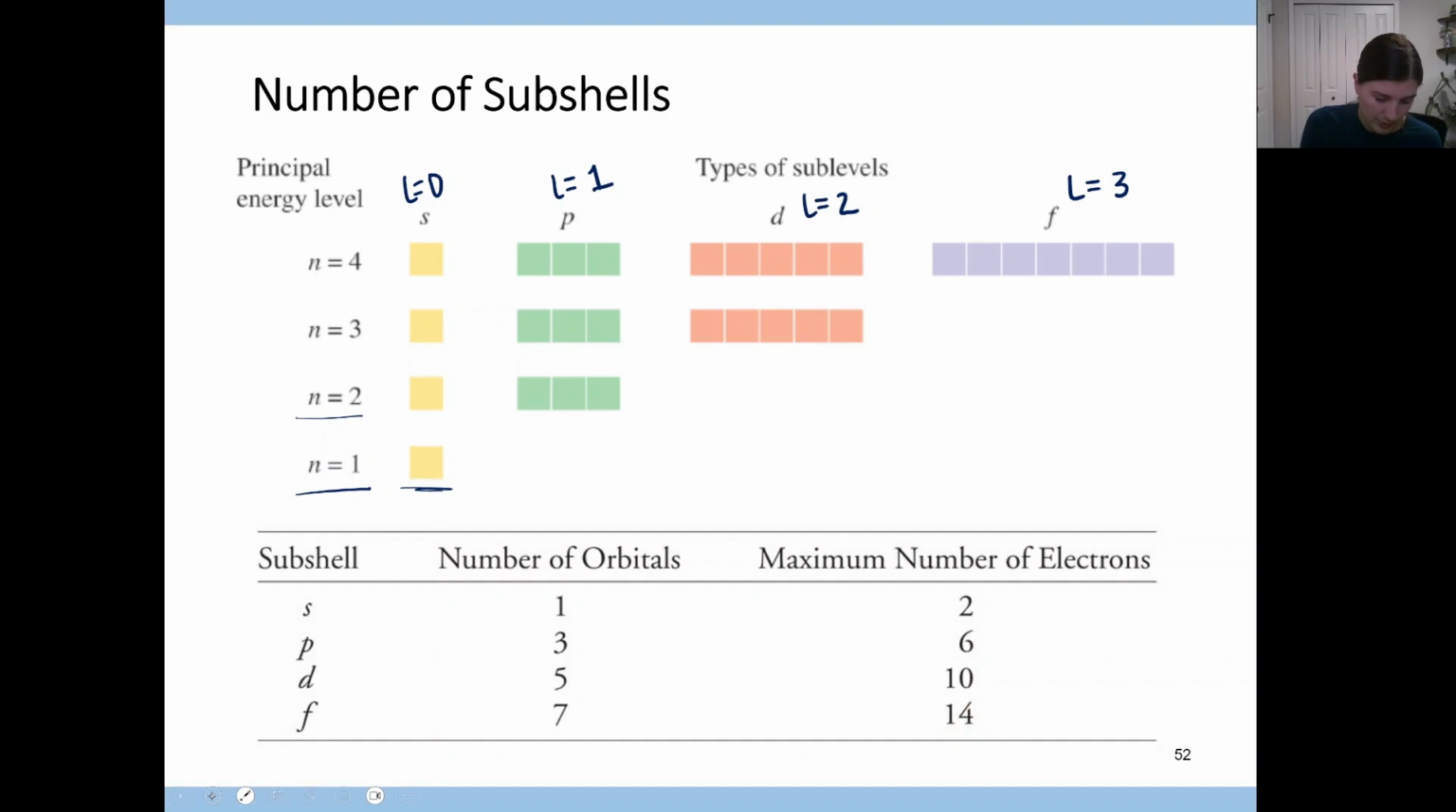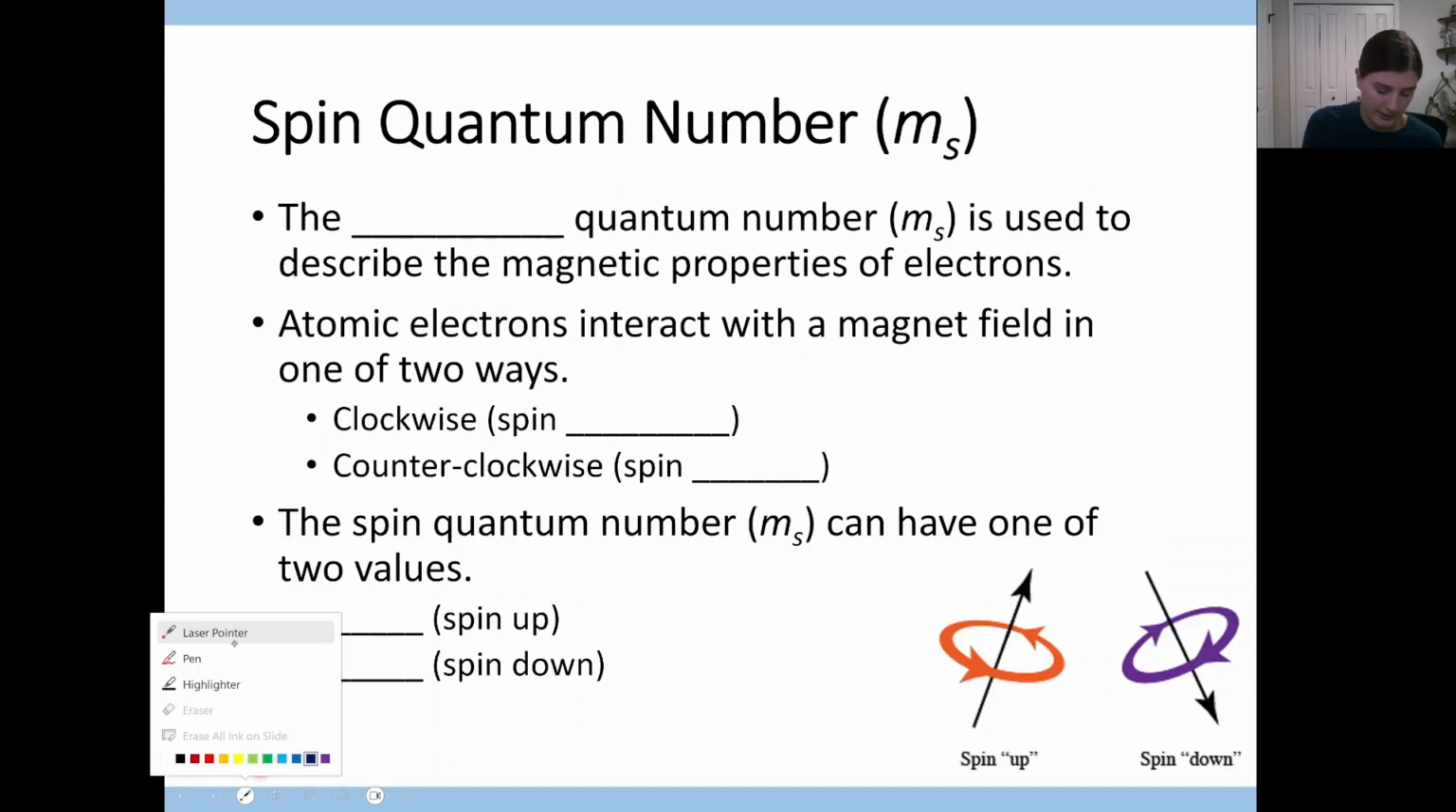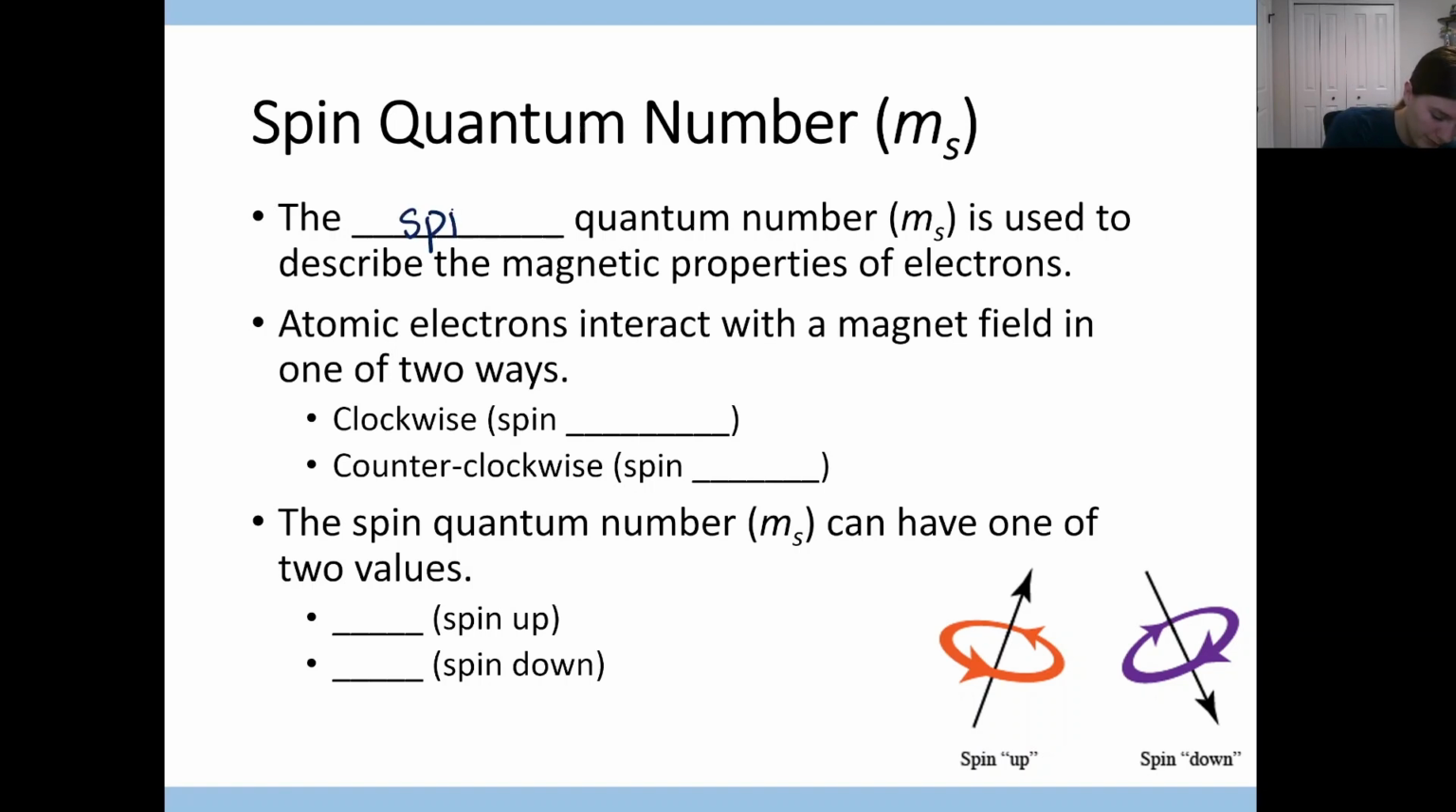All right, our last quantum number is the spin quantum number, and this is m with the subscript s. So the spin quantum number describes the magnetic properties of electrons. Atomic electrons interact with a magnetic field in one of 2 ways. They can have a clockwise spin, which we say is spin down, or a counterclockwise spin, which we say is spin up. So they're represented here. We have an electron spin up. It interacts with a field clockwise, and then spin down counterclockwise.